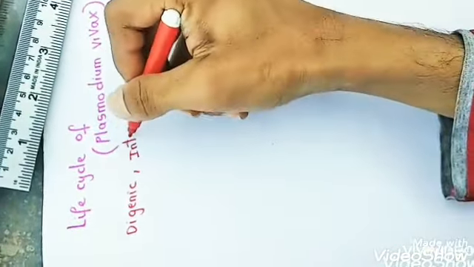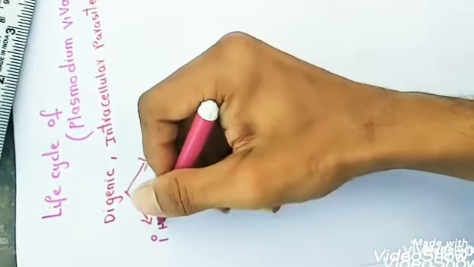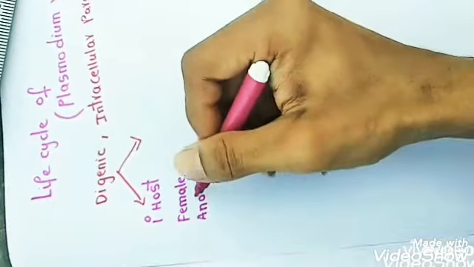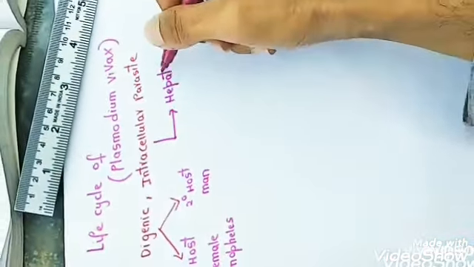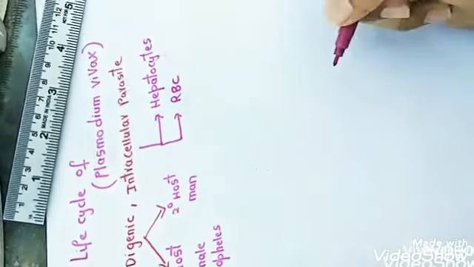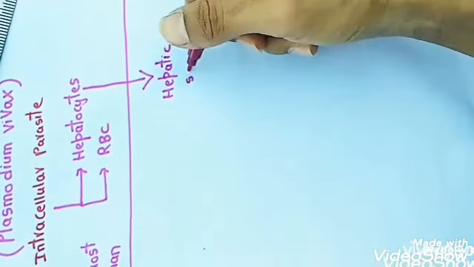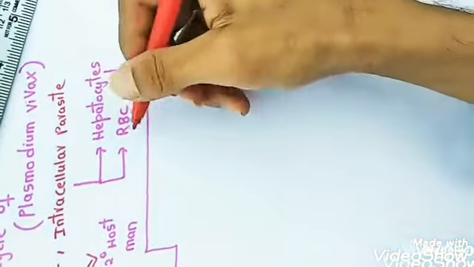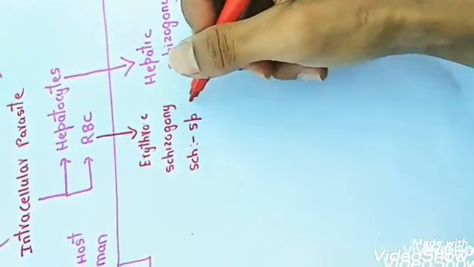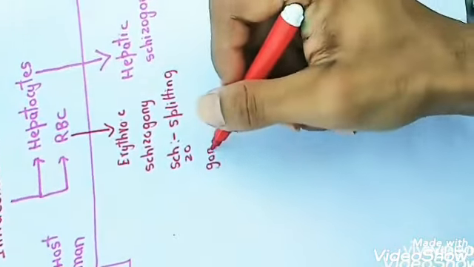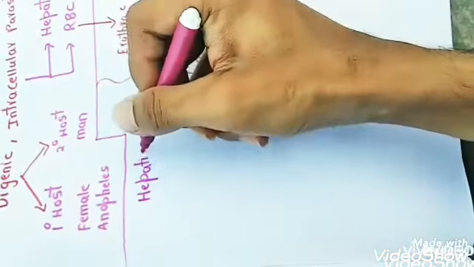It is a digenic intracellular parasite. Digenic means two hosts. The primary host is the female Anopheles mosquito. The secondary host is man. It is intracellular in hepatocytes and RBC. In hepatocytes, it performs hepatic schizogony, which is a division, and in RBC it performs erythrocytic schizogony. Schizo usually means splitting, and gony means division. Let's see the hepatic schizogony.